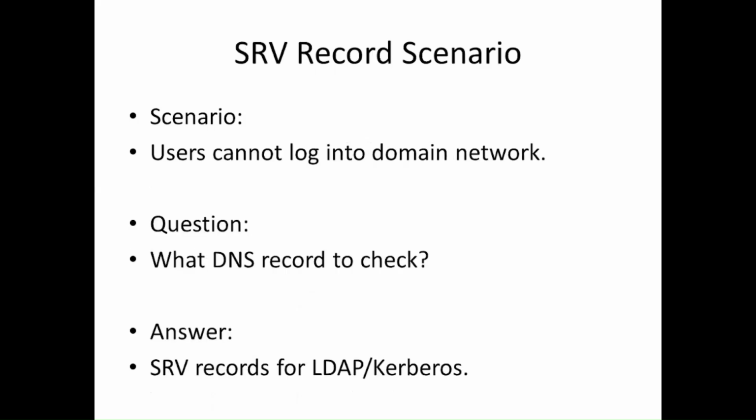The next one is the service record. This one is common in enterprise environments. Users cannot log into a domain network. That usually means systems cannot find the domain controller. SRV records help locate services like LDAP or Kerberos. If SRV records are missing or broken, login fails. So always check SRV records in an Active Directory environment. I will explain about this in an upcoming session. Okay.